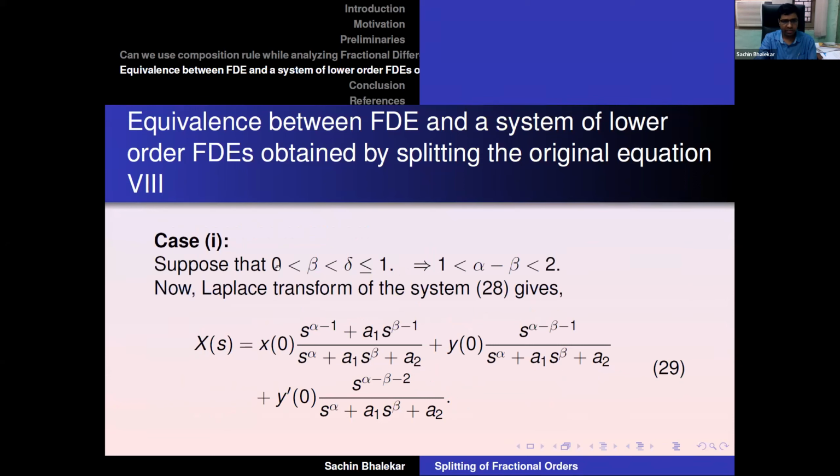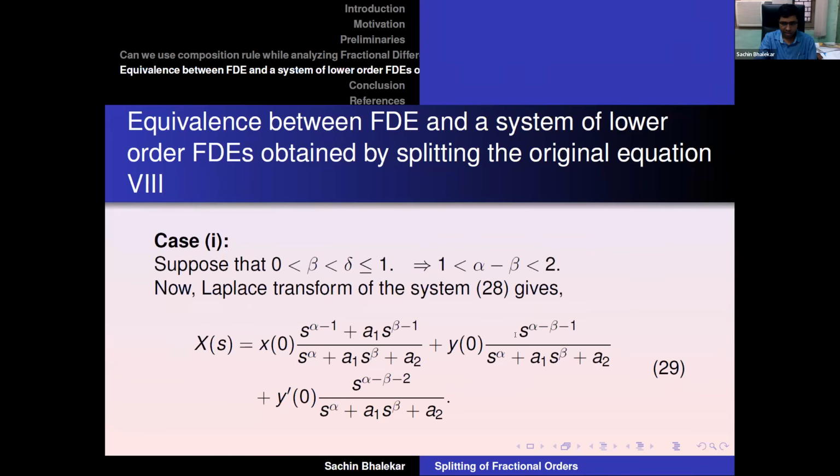The first subcase is where δ and β both are between 0 and 1. So there are two possibilities. The first possibility is β is less than δ. That means α minus β is between 1 and 2. Now the Laplace transform gives capital X(s) equal to this equation given by 29.